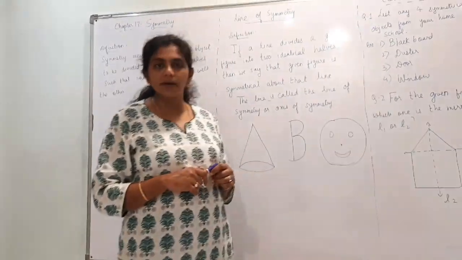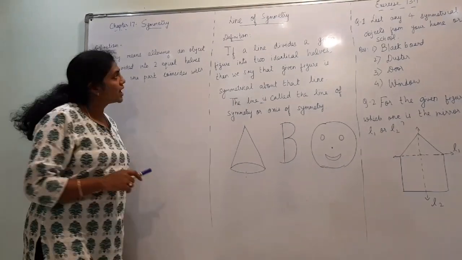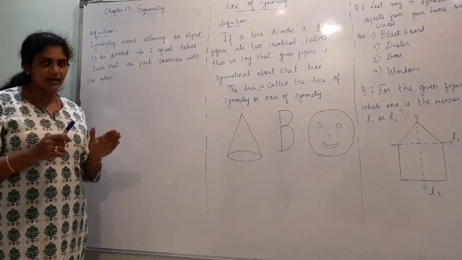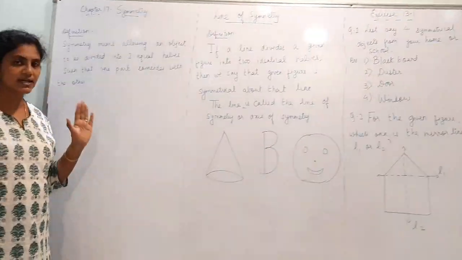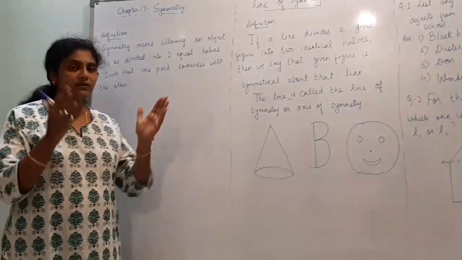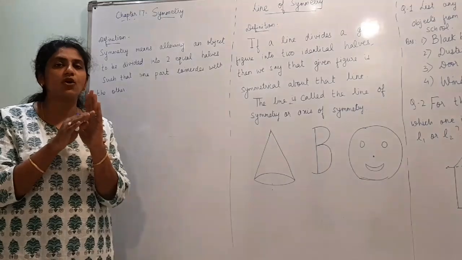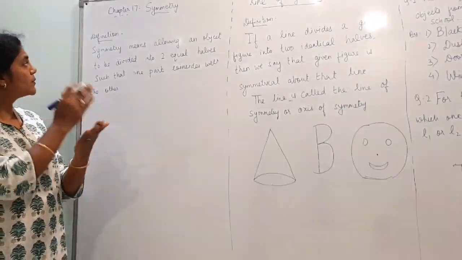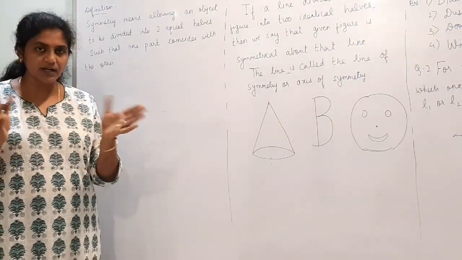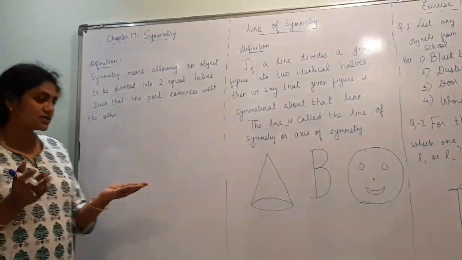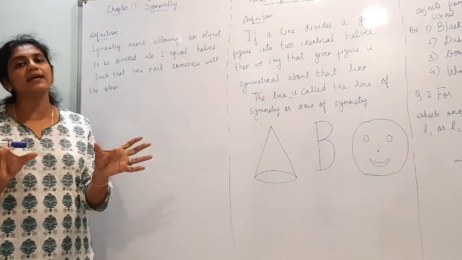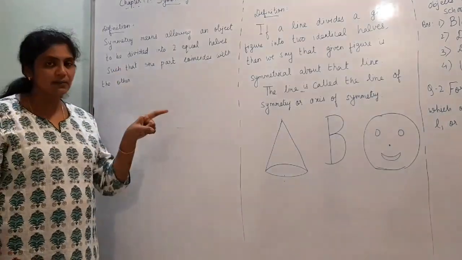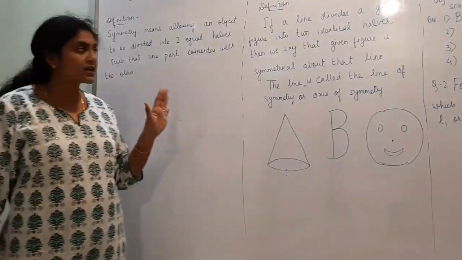Right? Now what is symmetry actually? Symmetry means allowing an object to be divided into two equal parts such that one part coincides with the other. When two equal parts coincide with each other, then it is called symmetry. जब आप कोई भी पार्ट को दो इक्वल हाफ में डिवाइड करके कर देते हो और जिस तरह सच दैट one half is exactly equal to the other, that is called symmetry, right? So you know everything now.